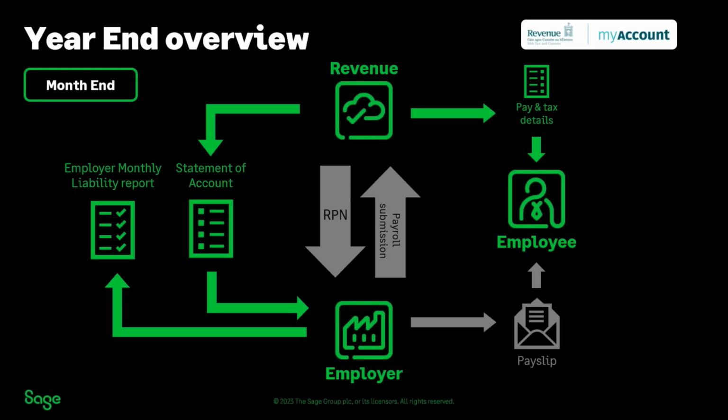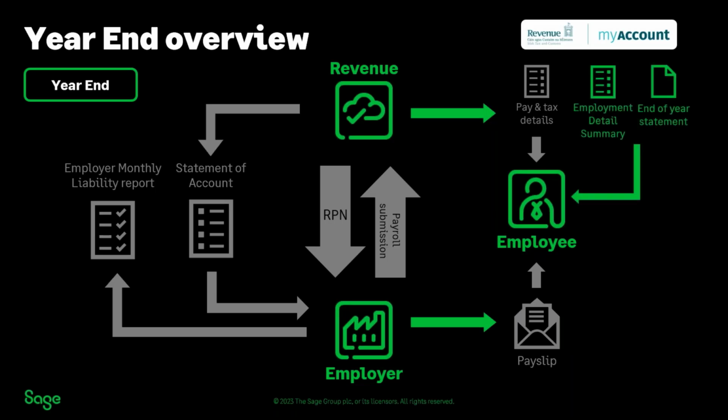Because you've done this at the end of each month, when it comes to the end of the tax year, which is rapidly approaching, there's not really much more reporting that you need to do. From an official point of view, the employee's employment detail summary and end of year statement is now provided by Revenue. The employee would get that by signing into their My Account, and that would be available early in the tax year, usually at some point during January. So the employer no longer gives them a P60. You don't do any P35s.